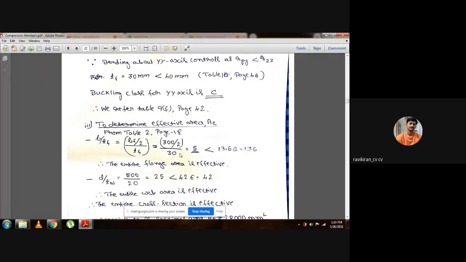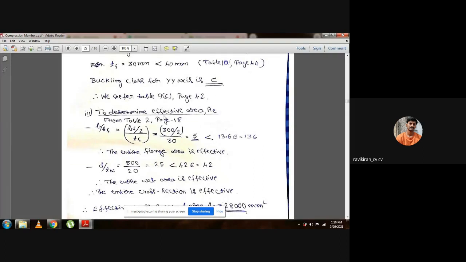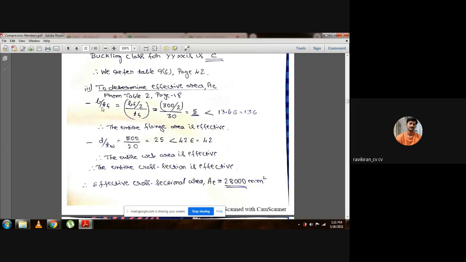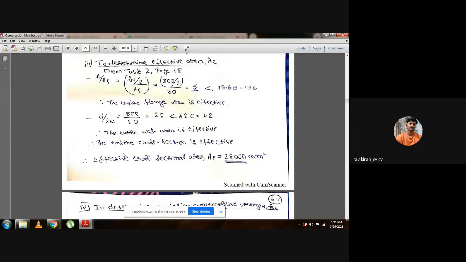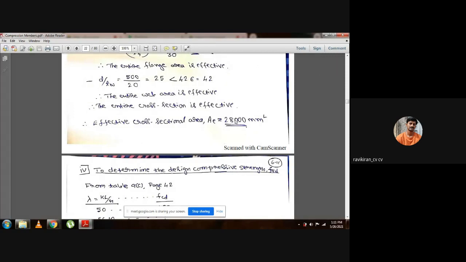So before that, we need to check what is the effective area. So to check effective area, flange thickness to flange length, same way depth thickness to depth length or web, we should consider. This we are doing just to check what type of section it is, whether it is a compact or semi-compact section. See, the entire web area is effective and the entire cross section is effective because it belongs to the given value. So effective cross sectional area remains 28,000 millimeter square.